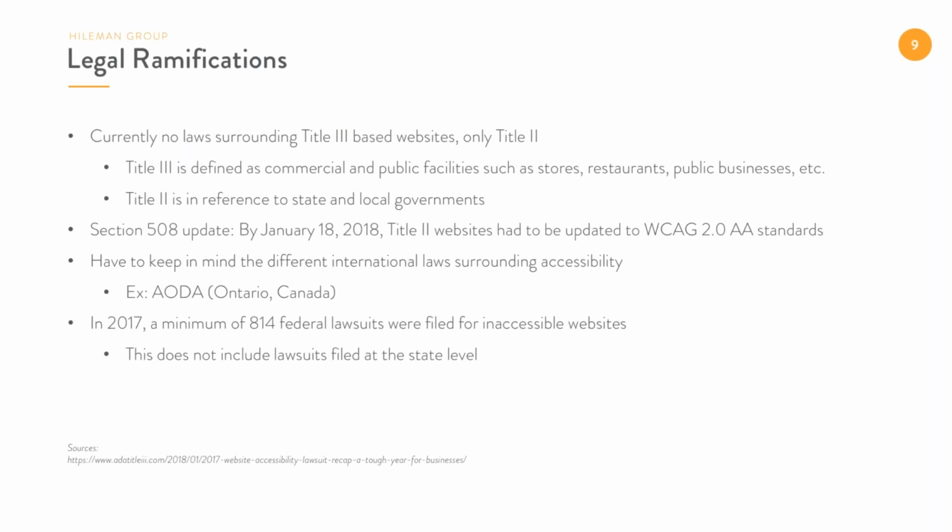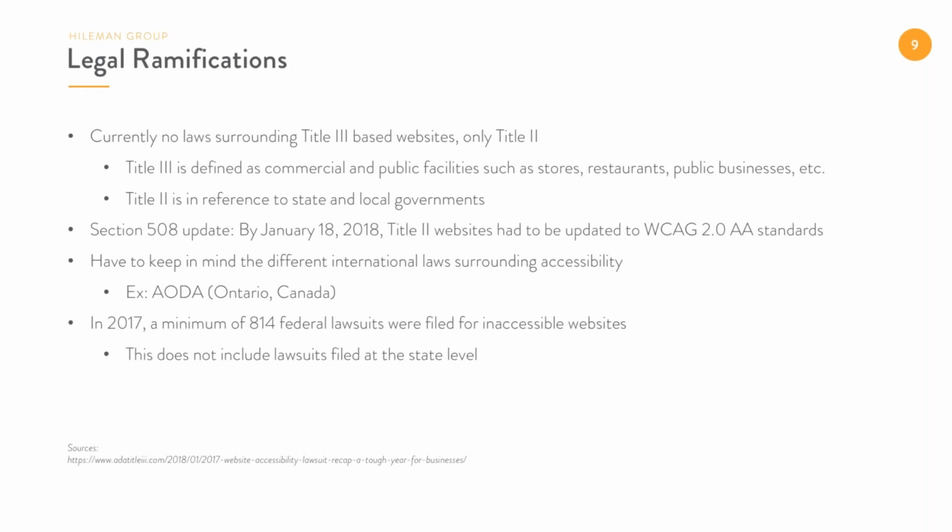So talking about the WCAG and Title II, what are some of these legal ramifications? I know that's a big factor behind, do we make a compliant website? What do we do about all of this? Currently, there are no laws surrounding Title III based websites, only Title II. Title III is defined as commercial and public facilities such as stores, restaurants, public businesses, etc.